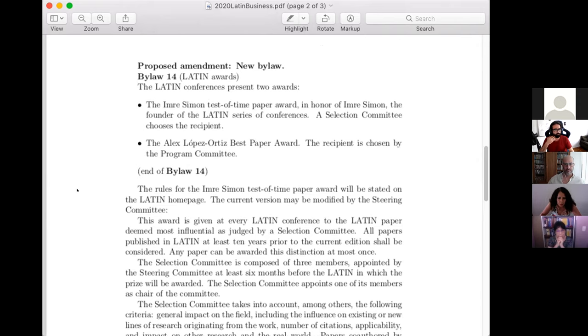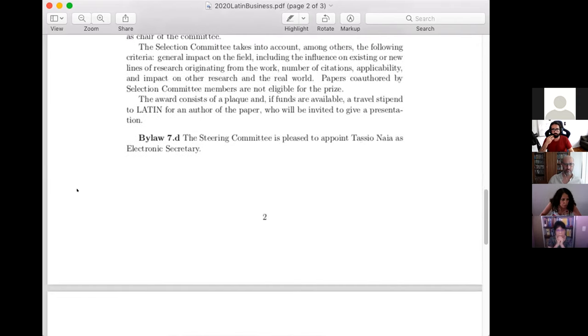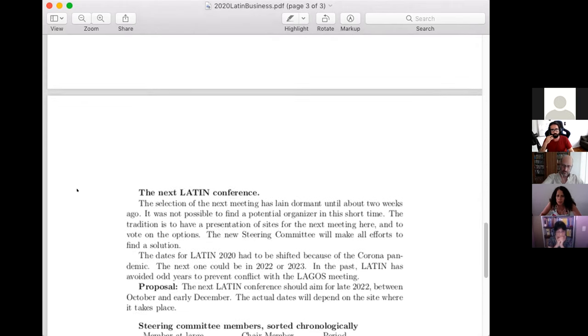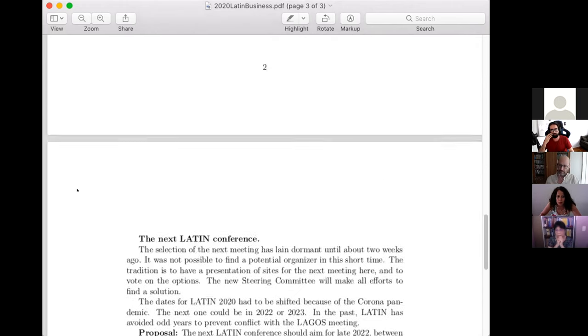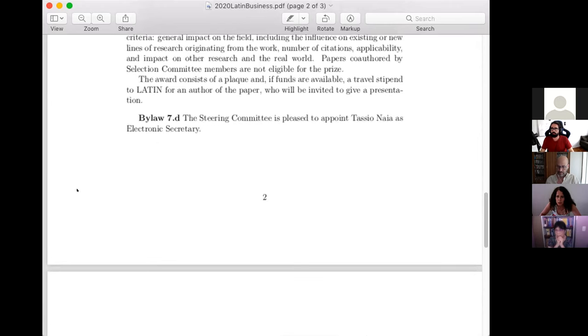And the next one, Joaquin, would you go down a bit? No, that's only an indication. And maybe I would like, Tasio, are you around just to say hi to people? Tasio Naya? Hi people, hi everyone. So this is Tasio Naya, who was already working before the indication, but now he's officially indicated.